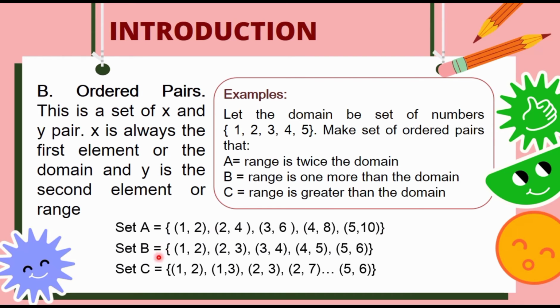Okay. Next, set B. Set B, 1 and 2, 2 and 3, 3 and 4, 4 and 5, 5 and 6. Okay. So one element on our domain corresponds to one element on our range. So that is also a function. How about set C? Okay, 1 and 2, 1 and 3, 2 and 3, 2 and 7, 5 and 6. So is that a function or simply a relation? Very good. So that is not a function. It is simply a relation. Why? Because that is what we call the many correspondence.